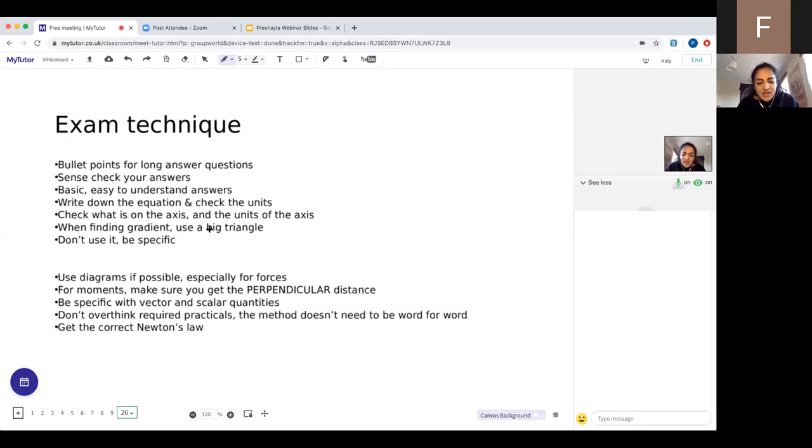So always sense check your answers. Think, actually, is that sensible? Is that a sensible value for what I'm trying to work out? If it's a really fast runner, it's not going to be 200 meters per second, okay?